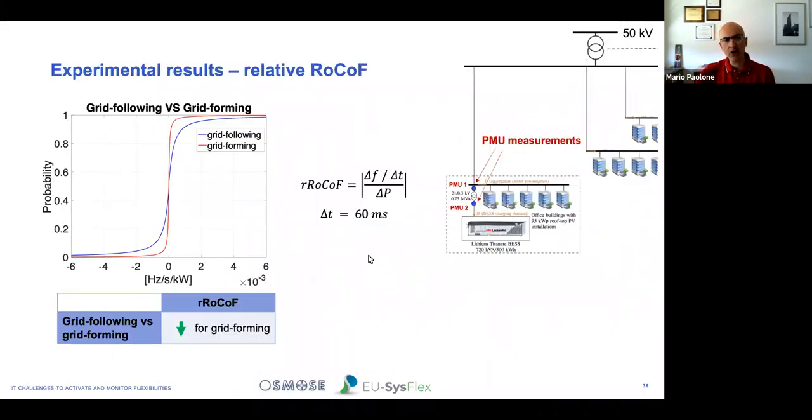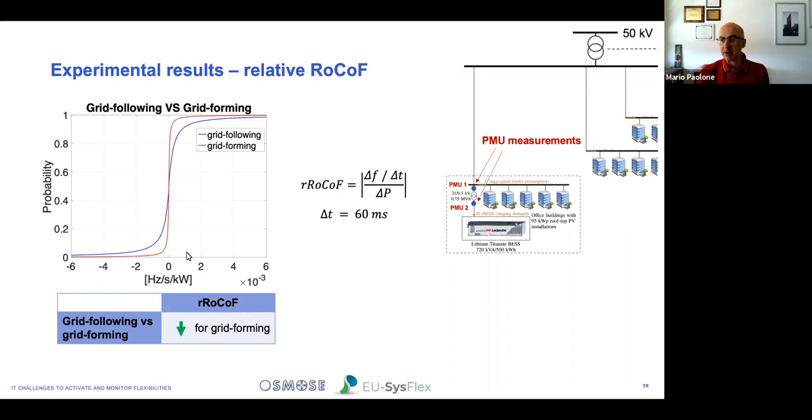Now, we compute the metrics for these 2 experiments. In particular, here I'm showing the relative ROCOF. You see the cumulative distribution function for the grid following in blue and the grid forming control in red. What you can notice is that the CDF of the relative ROCOF for the grid forming control is way steeper. What does it mean? It means that the capability of the grid forming of having a lower relative ROCOF is way better than the grid following.